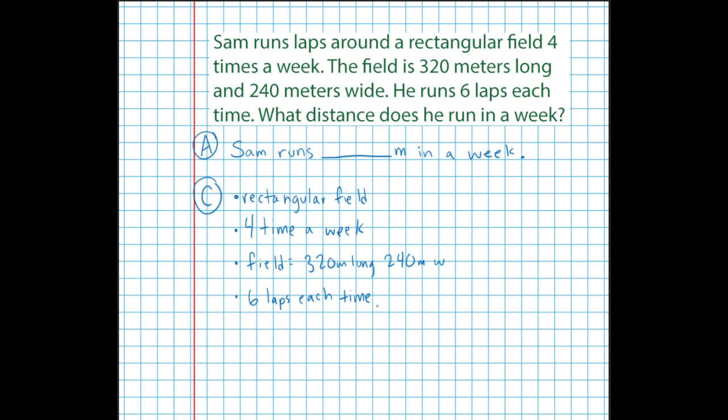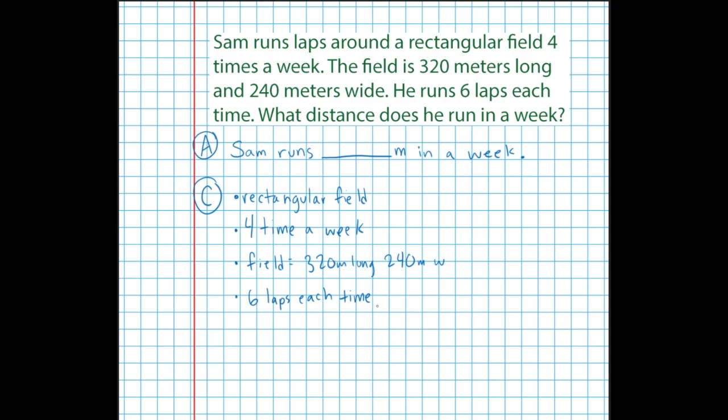So first off, knowing the field is a rectangle is going to come in handy. But I don't think I'm just going to use that clue just yet. I'm looking at my next clue, and it says that in a week, which is the whole time we're talking about here, Sam runs 4 times. So I think that's a good place to start our model.